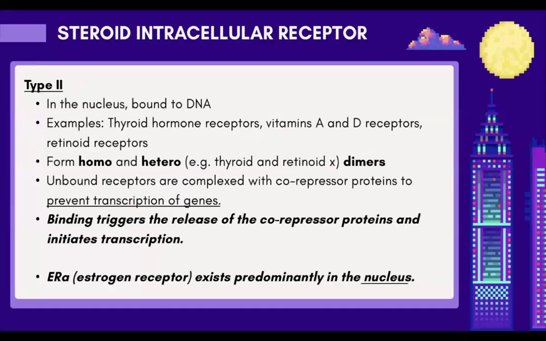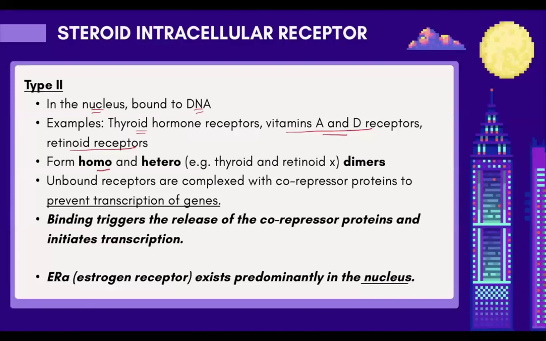As for type 2, they're in the nucleus, so they're inside and bound to the DNA. They can either be on the surface of the nucleus or inside it, and they're essentially bound to the DNA. Again, the steroid hormones can easily pass through. Examples of these are the thyroid hormone receptors, the receptors for vitamin A and D, and retinoid receptors. There is no way to not know these examples. There's no shortcut. You should know these by heart.